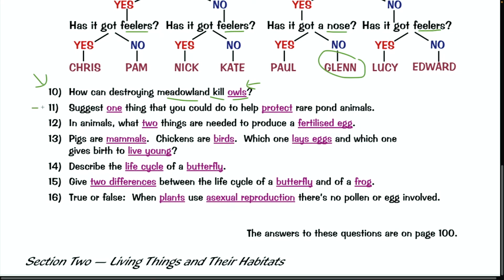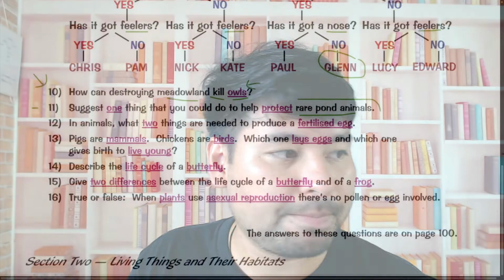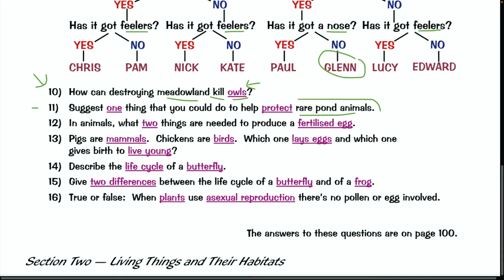11. Suggest one thing that you could do to help protect your rare pond animals. Okay, again, suggest one thing, sugira uma coisa that you could do to help protect your rare pond animals. Teacher, I don't know what is rare pond animals. So if you don't know, research. Check it out, right? Go back into the book, analyze the book. So what is that? Go read, oh, this is a rare pond animal. Isso que é rare pond animal. Daí você volta e responde, right? So next one.